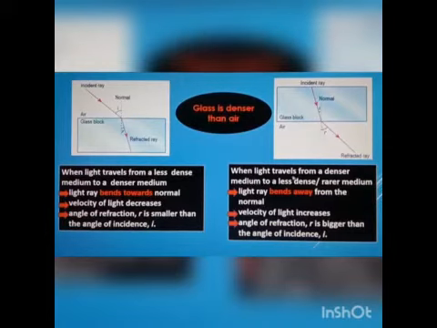So when light travels from denser medium to less dense or rarer medium, the light ray bends away from the normal. This is caused by the velocity of light that increases, and this will cause the angle of refraction r to be bigger than the angle of incidence i. So you can see here, r is bigger than i.